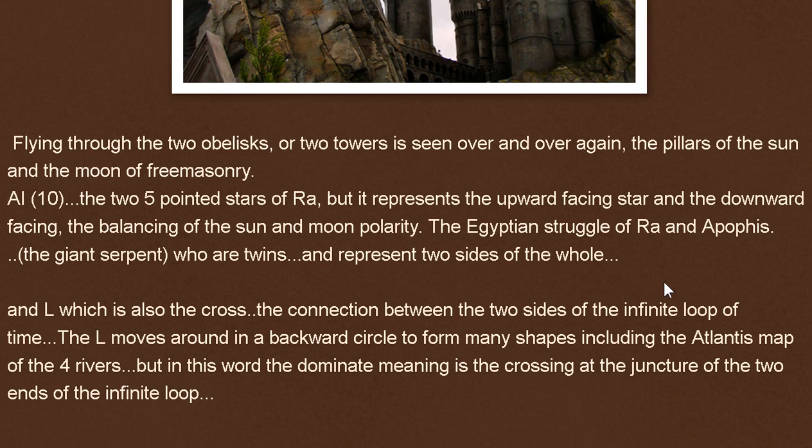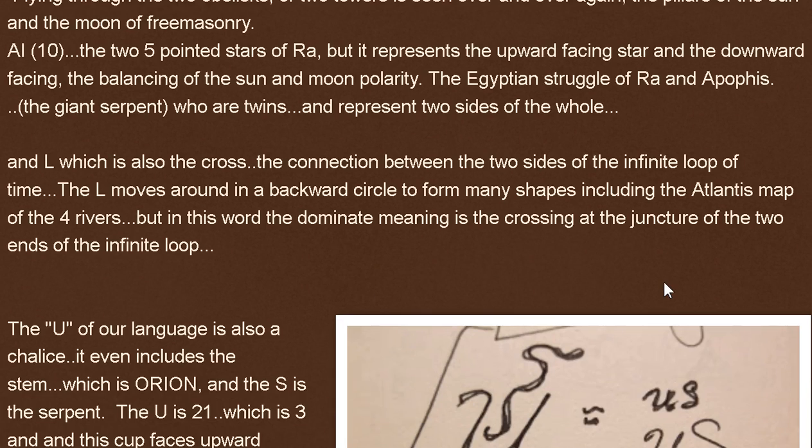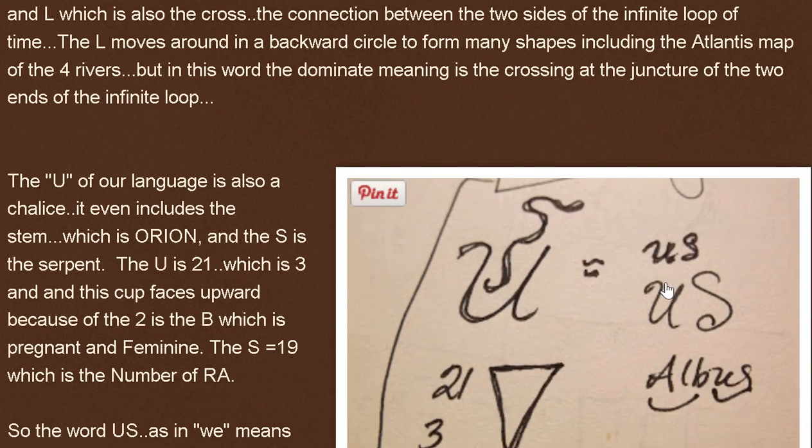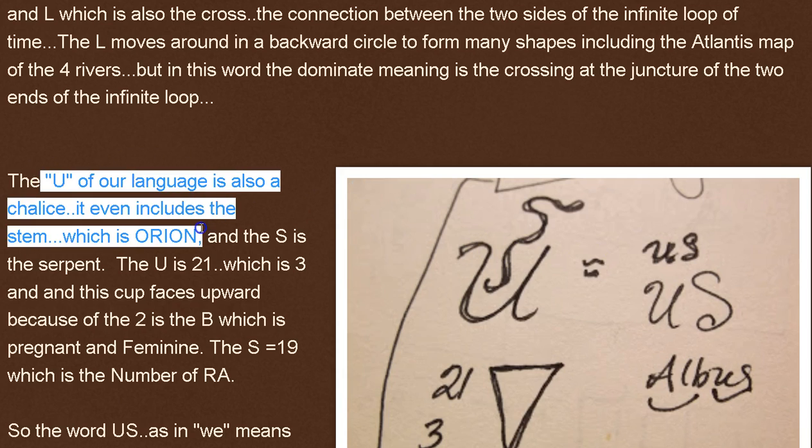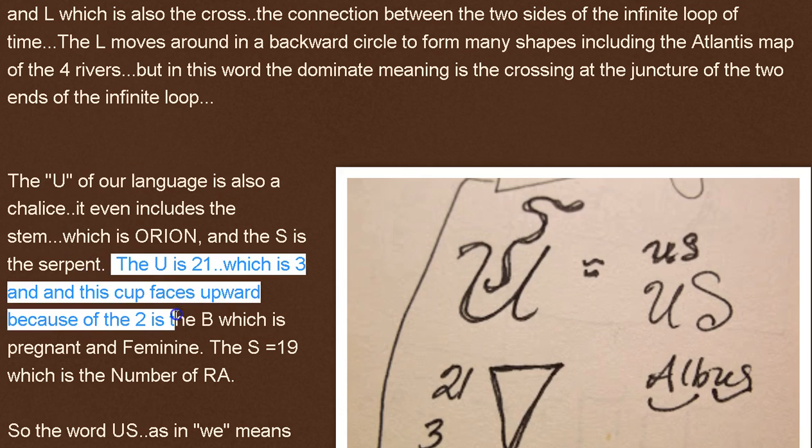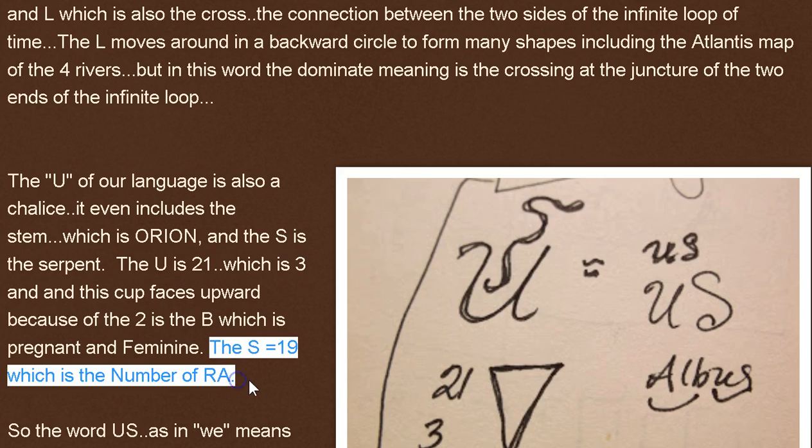The L moves around in a backward circle to form many shapes, including the Atlantis map of the four rivers, but in this word the dominant meaning is the crossing at the juncture of the two ends of the infinite loop. The U of our language is also a chalice. It even includes the stem, which is Orion, and the S is the serpent. The U is 21, which is 3, and this cup faces upward because the 2 is the B, which is pregnant and feminine. The S equals 19, which is the number of Ra.